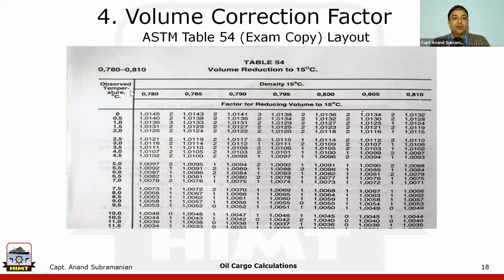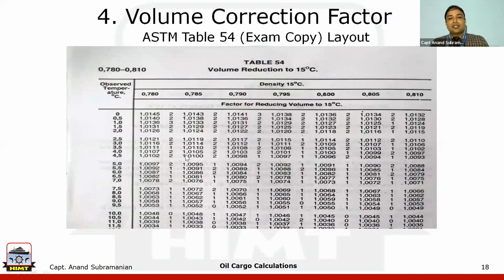So what we have is the observed temperature on the left-hand side and the various densities. This density is provided to us in the certificate of analysis, in the quality certificates of the oil that is loaded, or the bunker barge persons will give us this density of the oil. So the density of the oil is always at 15 degrees Celsius. So on the top, what we have is 15 degrees Celsius, and on the left-hand side, what we have is the observed temperature. Clear? This is how it is.